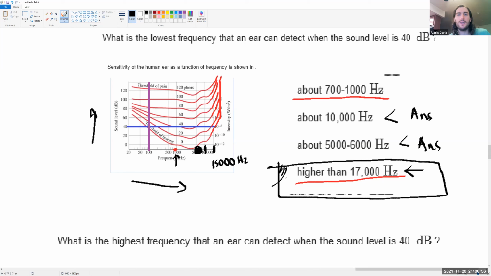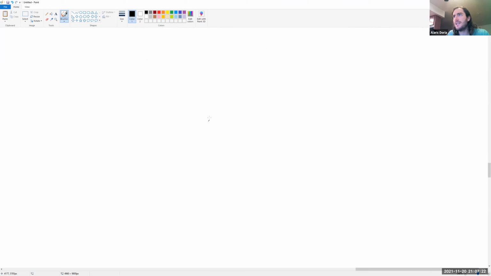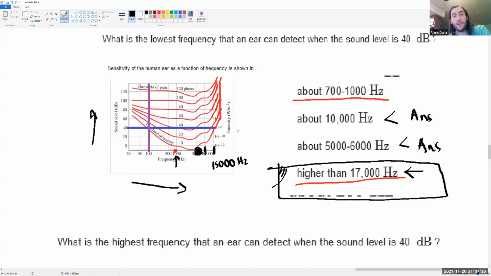And it makes sense because the human ear can hear up to about 20,000 hertz. And if you're talking about 40 decibels, that's quite a low volume, low intensity sound. So maybe the answer is less than 20,000. I believe that's the last question I had prepared there. I don't have any other questions prepared on my side.